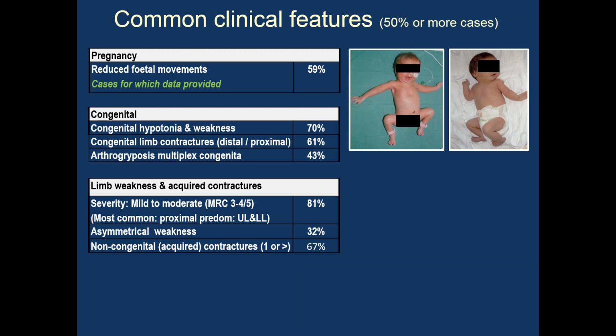And non-congenital acquired contractures, so contractures that weren't present at birth but developed over time, were actually really common as well. So that's important for us to know in terms of managing cases, so 67%.